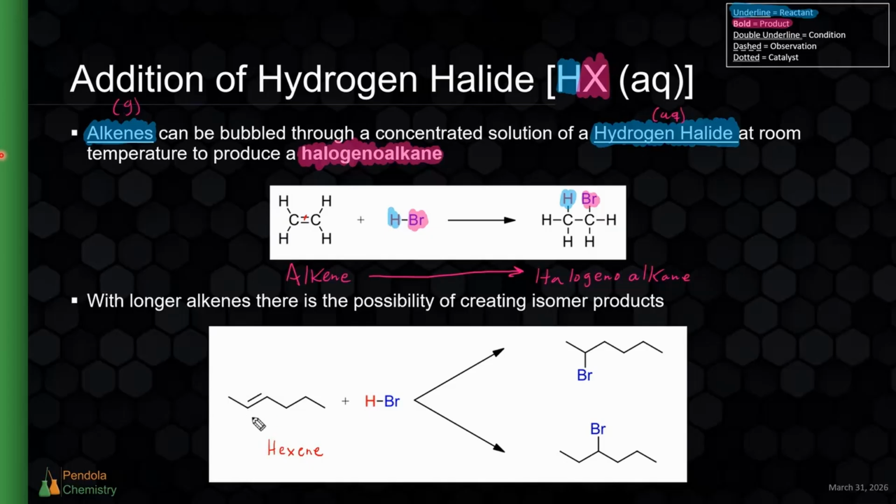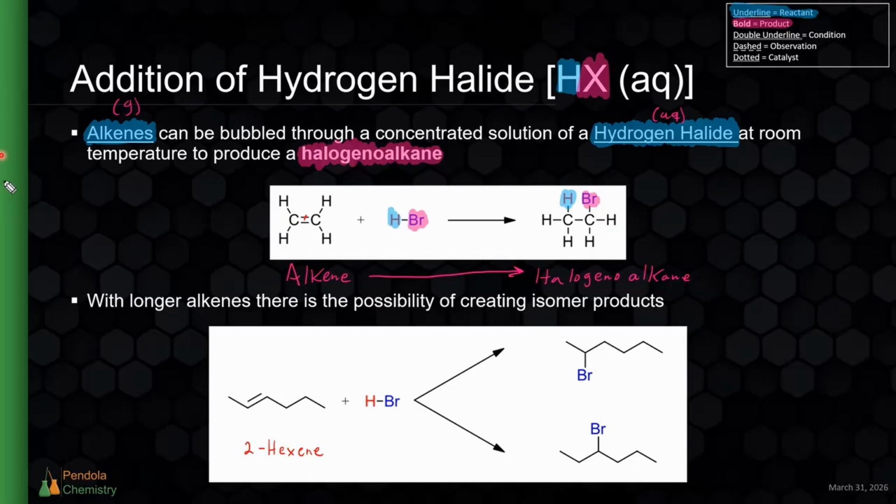That double bond starts at carbon 2, so this is 2-hexene. When we react 2-hexene with HBr, we are going to get the addition of our bromine and our hydrogen. So we're going to turn this alkene into a halogenoalkane. However, there are two different possibilities for this reaction.